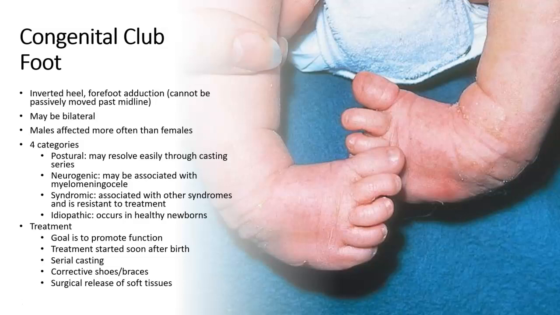That metatarsus adductus is just that normal inward turning of the forefoot of infants due to their positioning in utero, but we can grab onto that forefoot and we can move it passively to the midline and past midline. But in this case of congenital club foot, we cannot passively move that foot past midline. Congenital club foot may be bilateral, so we might see it in both feet, and males are affected more often than females. There are four main categories of congenital club foot.